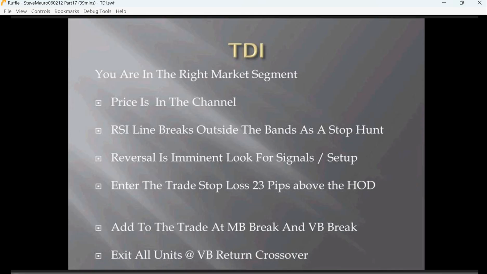I add to the trade on a liquid moving market baseline crossover. I can add to the trade again coming out of level 2 when it breaks outside the volatility band. When price returns inside the volatility band and makes that wave, I'm divergent, I'm looking for the exit. Take everything off. Okay? Here's an example.